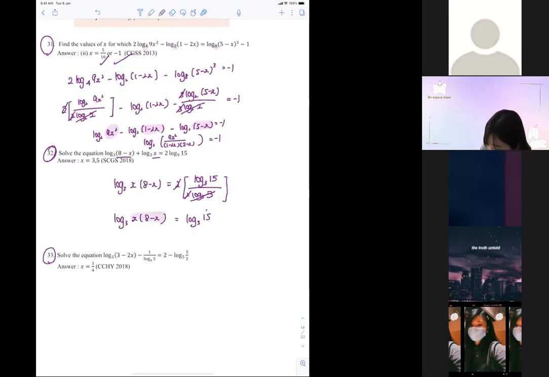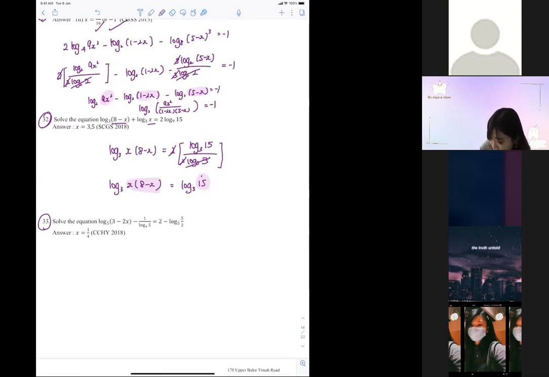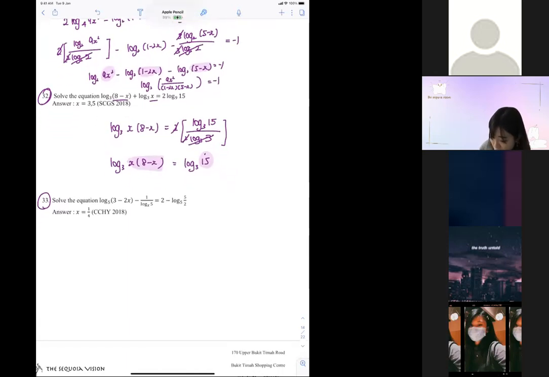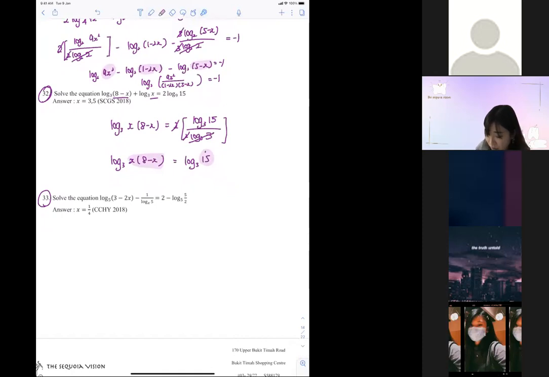Then both are log 3, right? So this is equals to this. Then you can solve. Okay, solve quadratic.